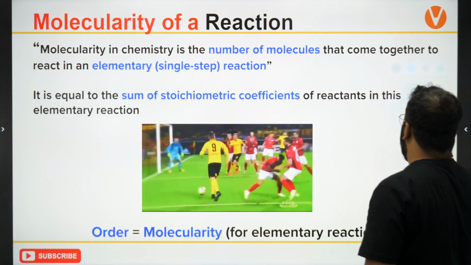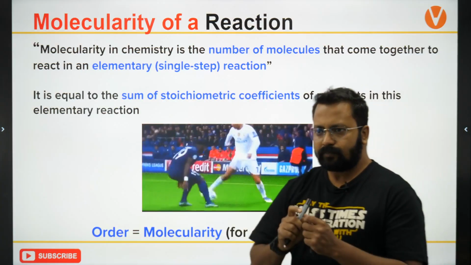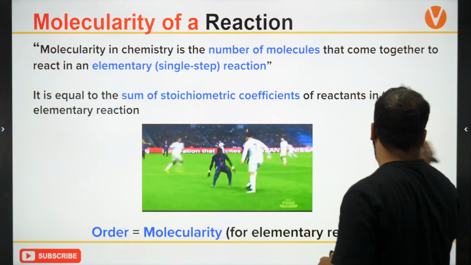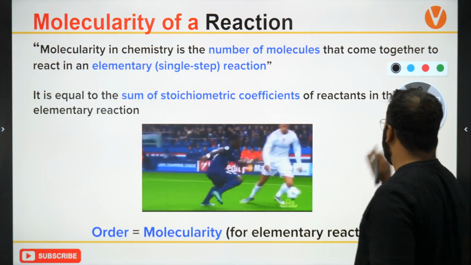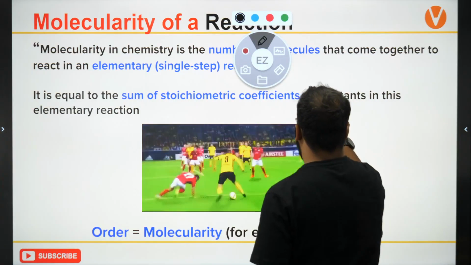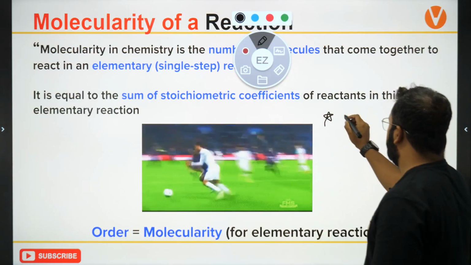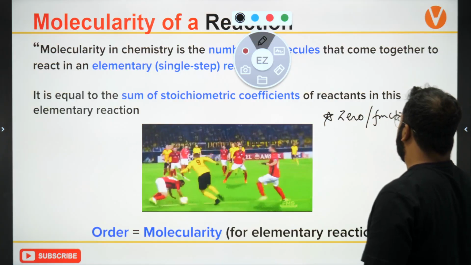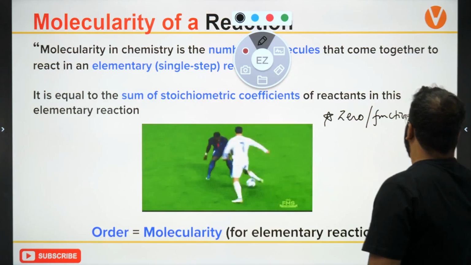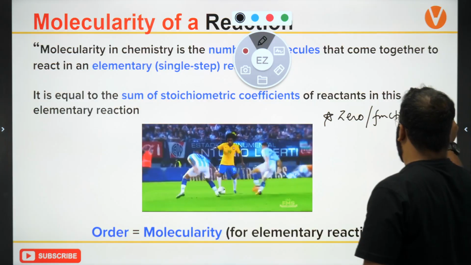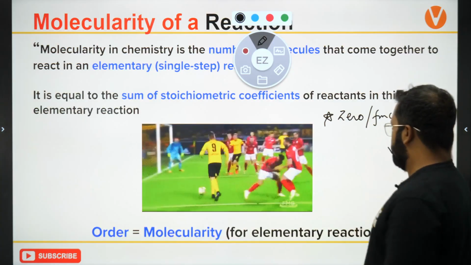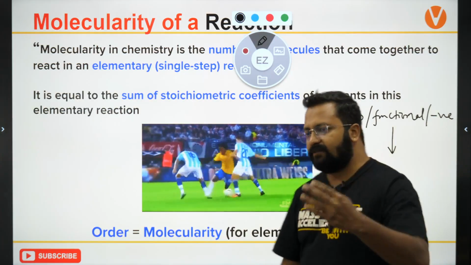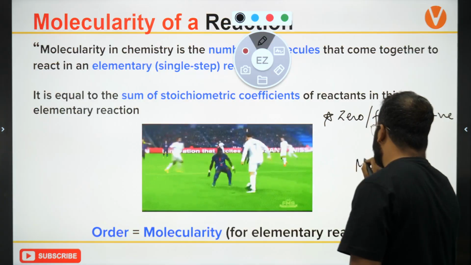Now suppose this statement is generally given in examinations. I will write the statement. Please tell me if the statement is correct or incorrect. The statement is: zero, fractional and negative order reactions are multi-step reactions.